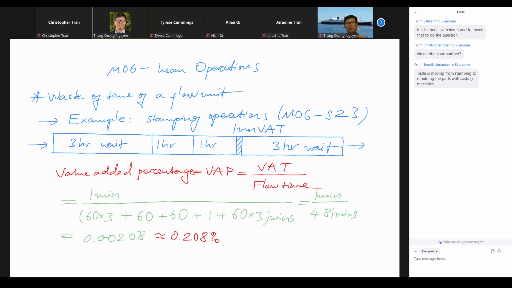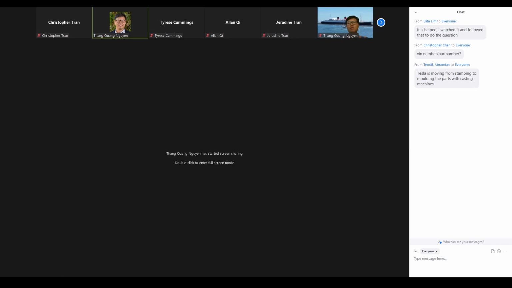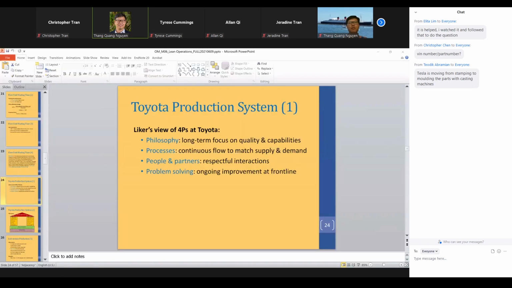So next, we need to move on to the next big topic of Module 6, and that's the Toyota production system, right? Some of you might ask, why do we have to talk about Toyota? It's simply because they are the pioneer in lean operations, also in the quality revolution. Because of that, a lot of the things that we do today, we learn from the Toyota experience, right? We learn from their best practices.